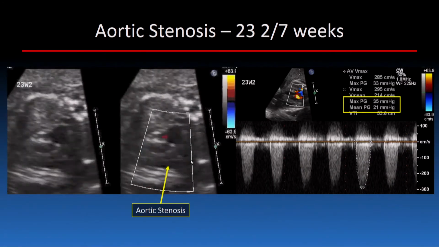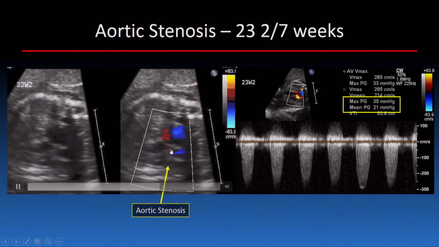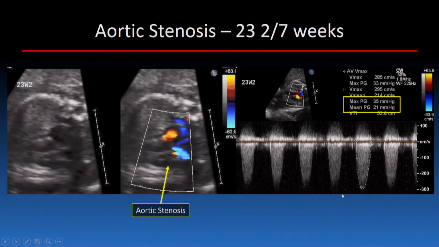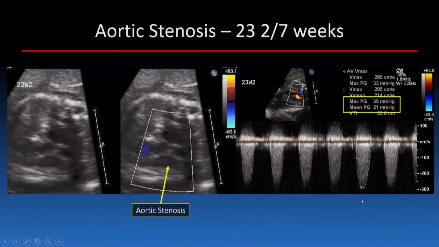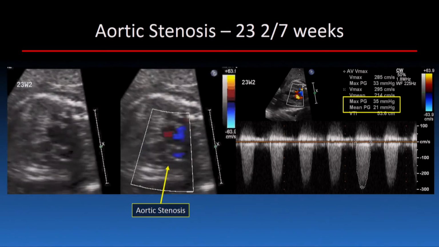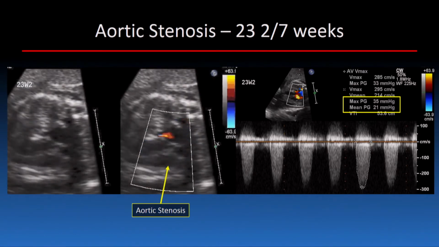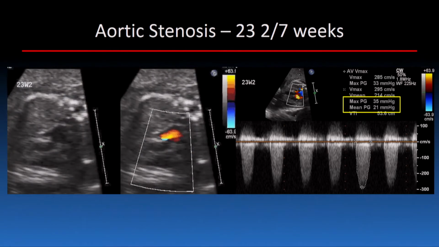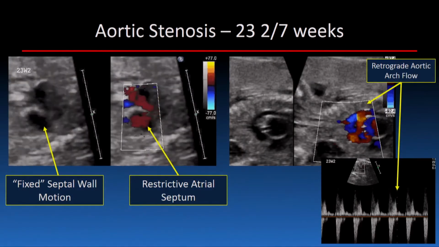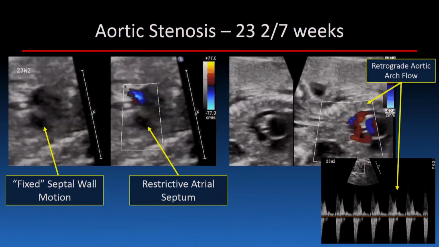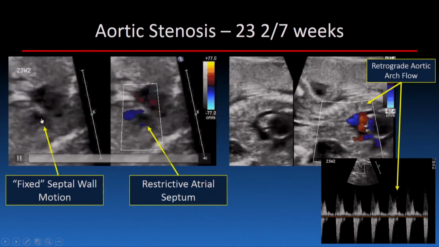Same gestation, same study. You can see that turbulent flow across the aortic valve, and even though this isn't a great lineup, there's already increased velocity across that aortic valve, with a peak gradient of 35 millimeters of mercury. The atrial septum at this point also had restrictive atrial septal flow. There's not much motion of this atrial septal wall.